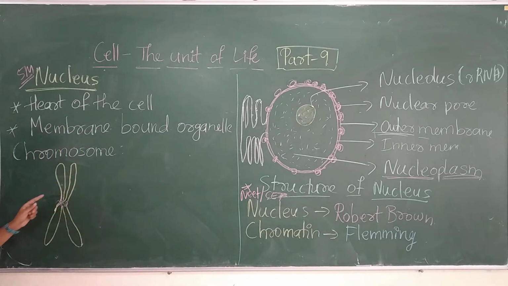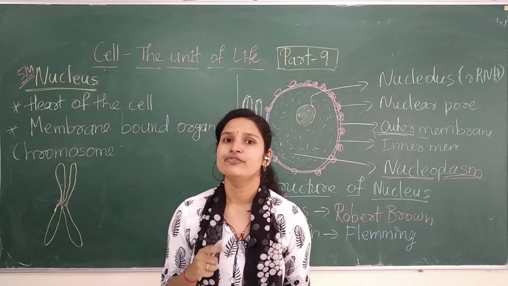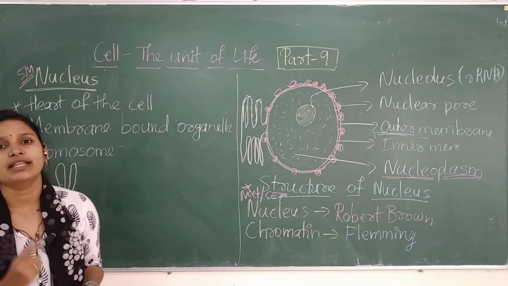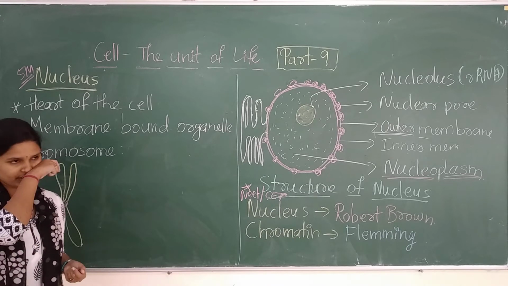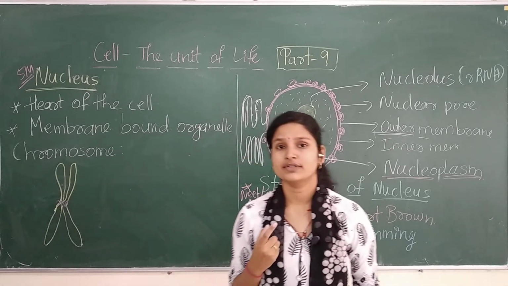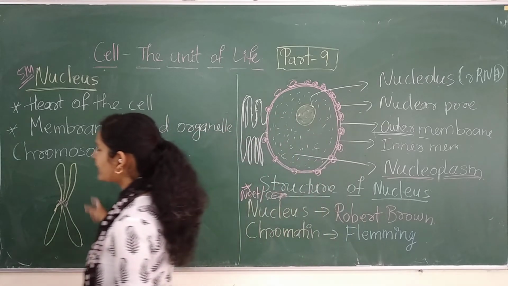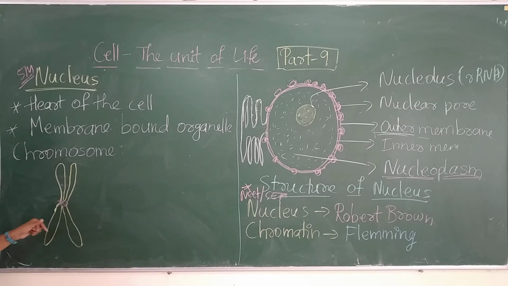This is the structure of chromosome. Okay, the complete structure we can visualize when the cell is in its metaphase stage. Okay, so when we see mitosis and meiosis, the metaphase stage will be there. There we can understand this kind of structure, the complete appearance of the chromosome, which we can visualize under the microscope.